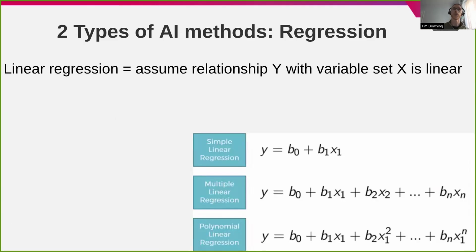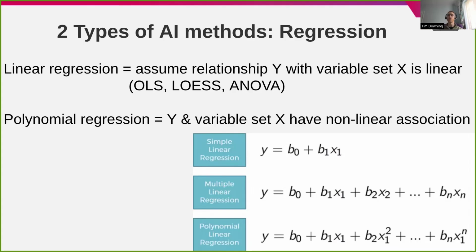Other types of regression link our variable Y and try to model that based on X and other variables, and there are many approaches, like ordinary least squares, LOESS smoothers, ANOVA, and so on. We also have variations like moving from simple regression to polynomial regression, where you can have other variables inside that may have more complex relationships, but our default should always be to start with linear regression and see how that works.